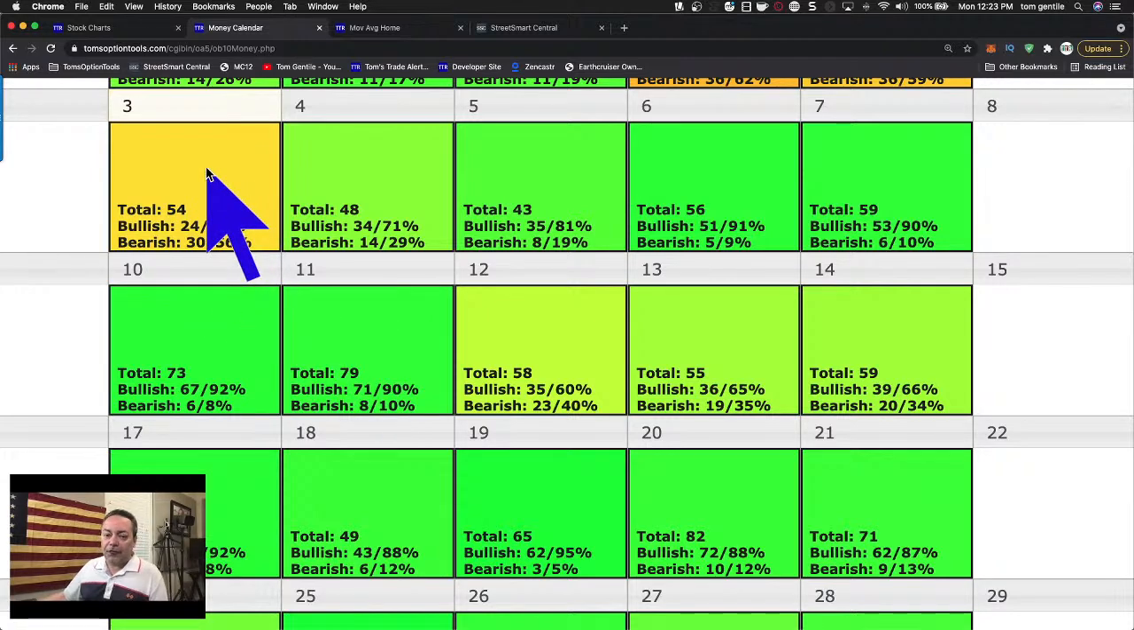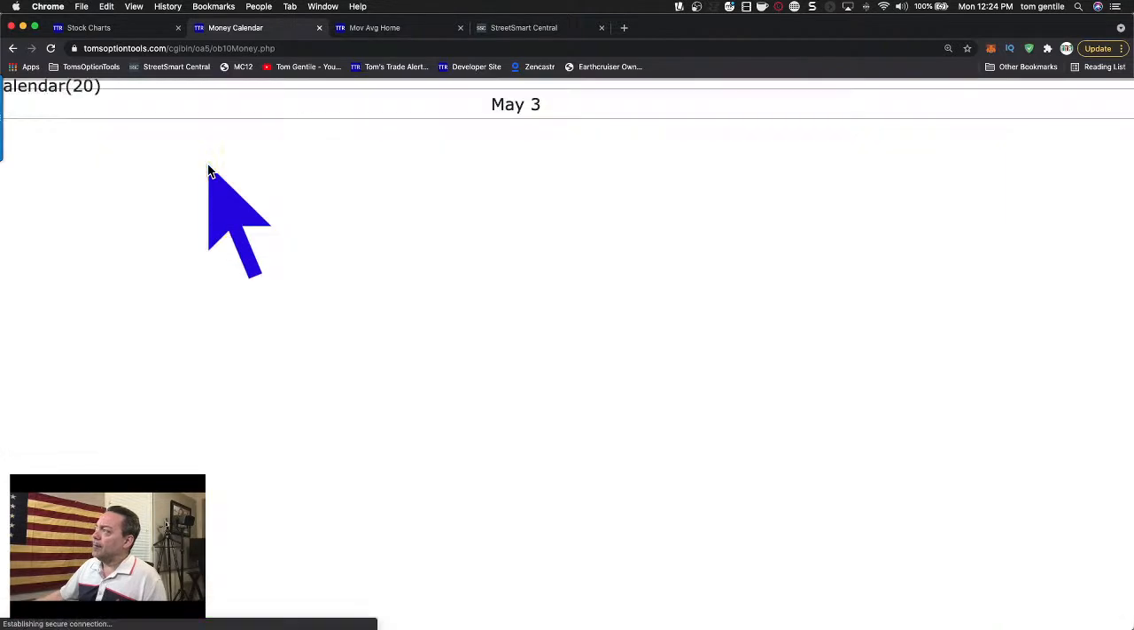And if I've got something over the last 10 years that goes up 90% of the time or greater, or down 90% of the time or greater, then it shows up on this calendar. And so I'm going to show you what we're talking about. Let's take a look at May 3rd.